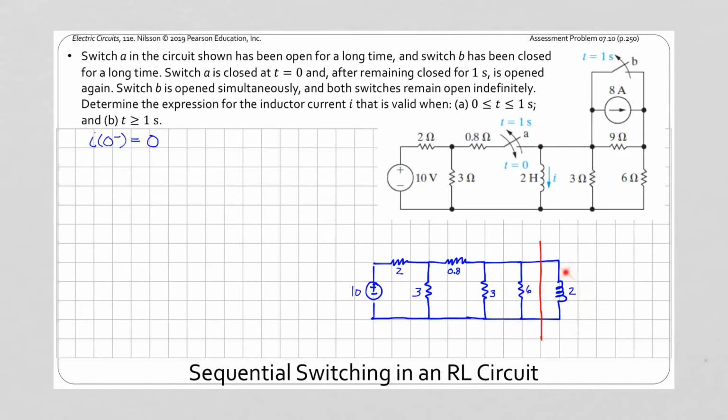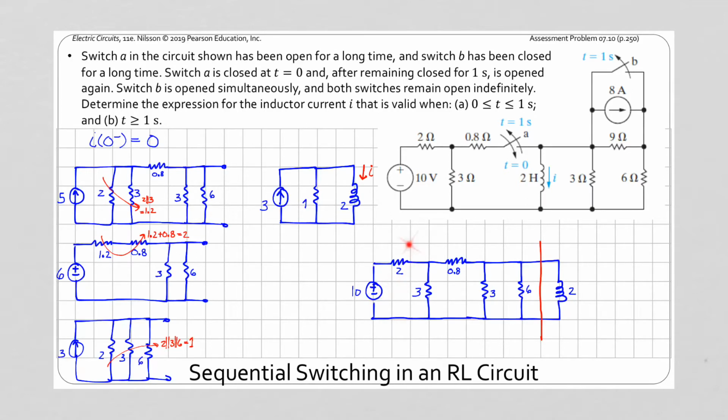I have my inductor, and I want to find the Norton equivalent circuit here so that I can figure out what the short circuit current is going to be through this inductor after the switch is thrown. So I see that I have a voltage source in series with a resistor, and then I have a bunch of resistors that are in series and parallel. And so what I'm going to do is use source transformations to simplify the circuit down to a Norton equivalent.